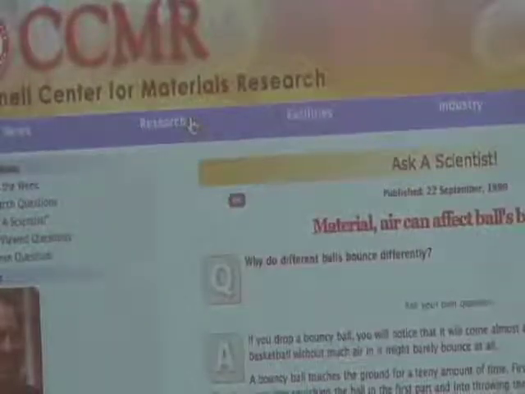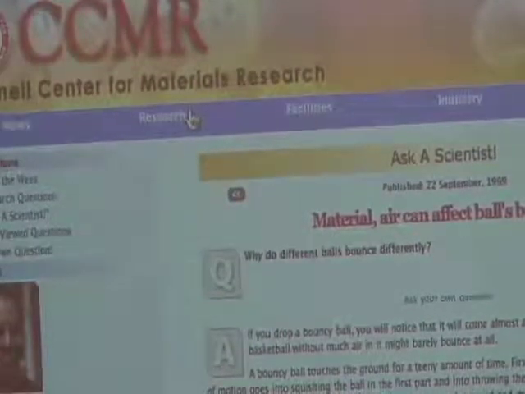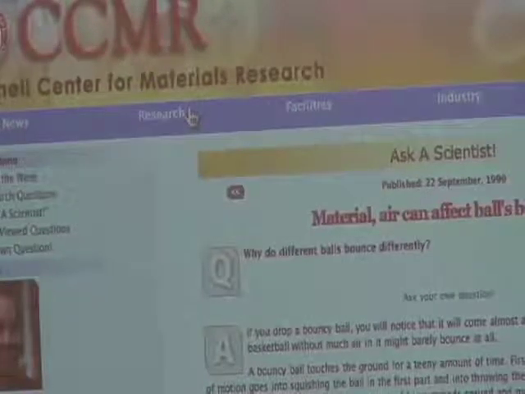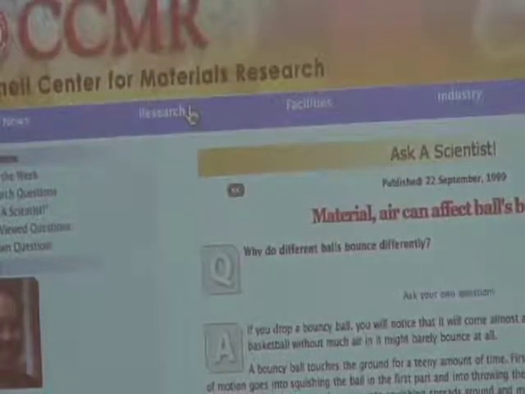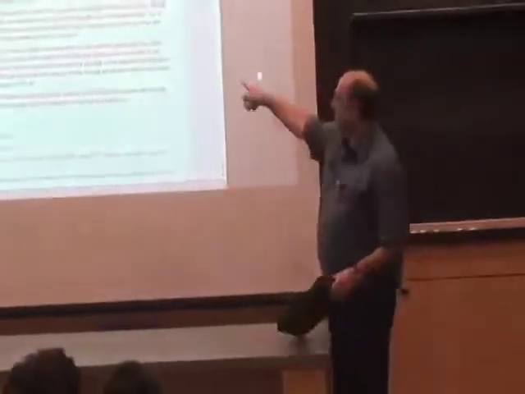So there's some famous scientist who has something to say about how balls bounce. I happen to have brought a piece of this tennis court here. And do you want to read this or not?